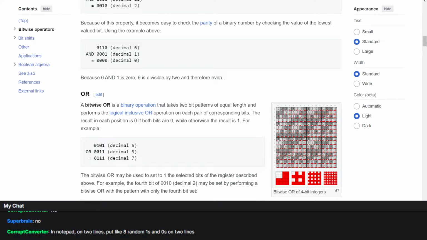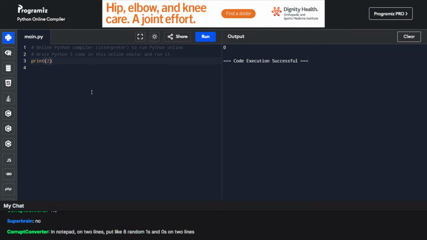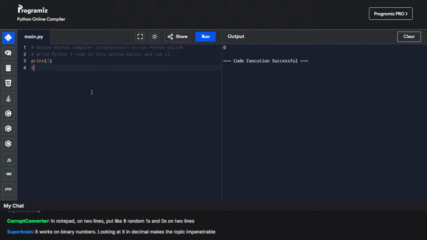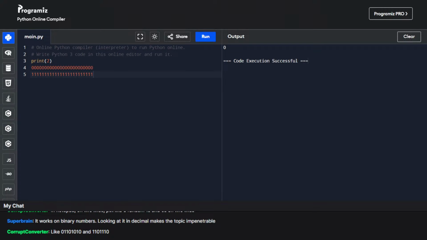Okay. Wait, can I just do it here? Because this is like a giant notepad, kind of. Chat says it works on binary numbers. Looking at it in decimal makes the topic impenetrable. Okay.